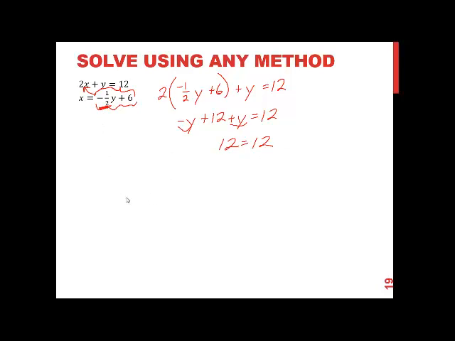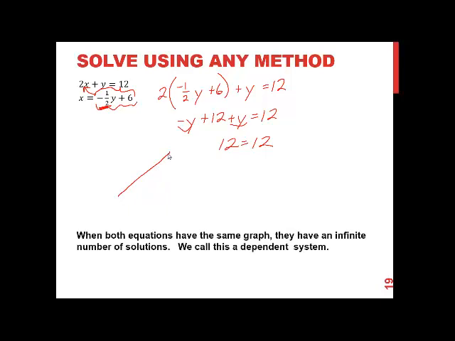What this means is that for any x, the solutions will overlap. In other words, these two are the same graph. So there's an infinite number of solutions, and again, we call that a dependent system.